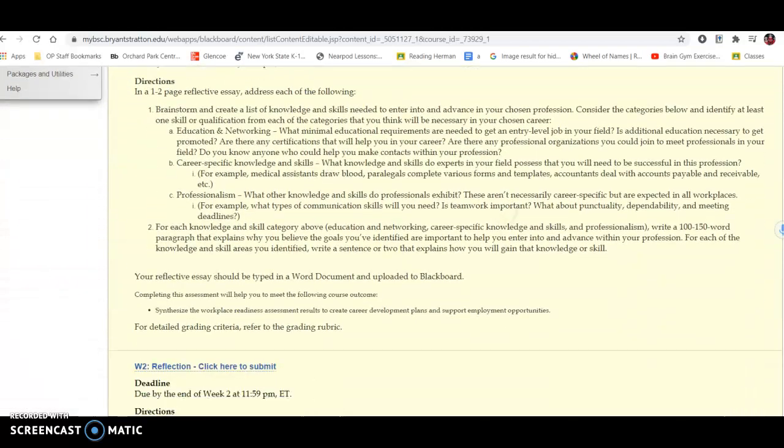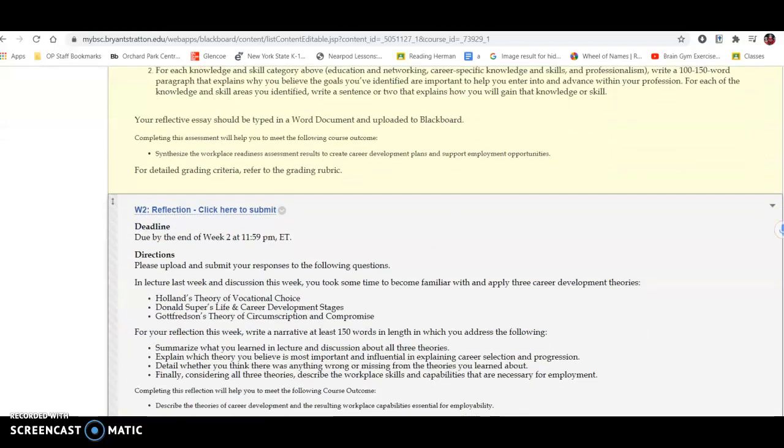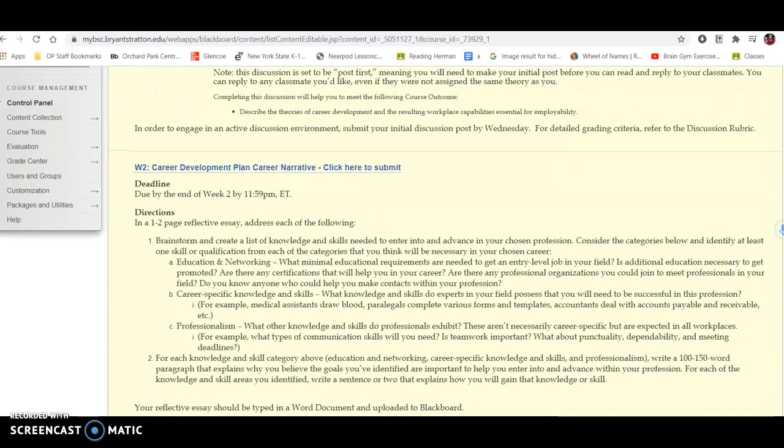All right, so then you have 2 other assignments this week. One is the career development plan, career narrative, and then the reflection. Let's break down the career development plan. I'll get very specific with this one because it's our first real written assignment.